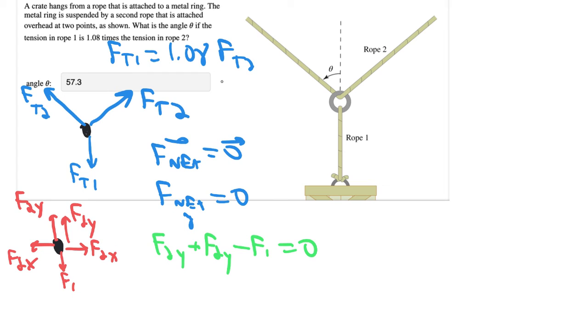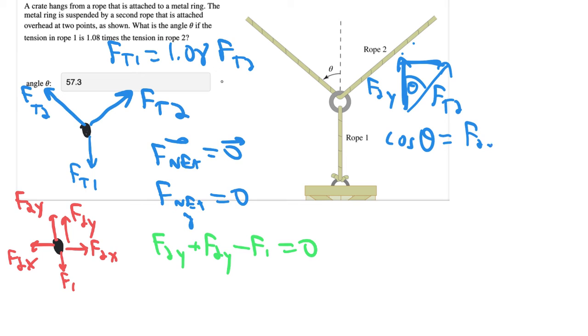So I'm going to go over here and I'm going to say, let's take FT2, and we know that's theta. We want this bit over here, which I've called F2y, and we know the full length, which is FT2. So doing our trig functions, we want to do cosine of theta is F2y over FT2, which implies that F2y is FT2 cosine theta.